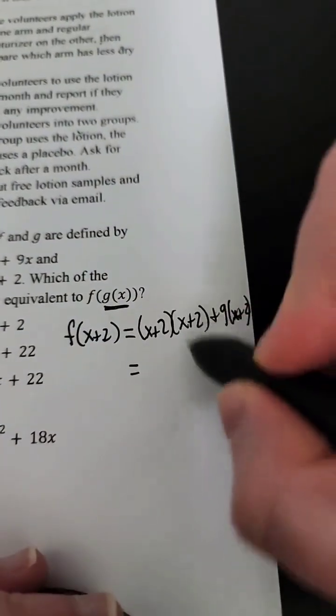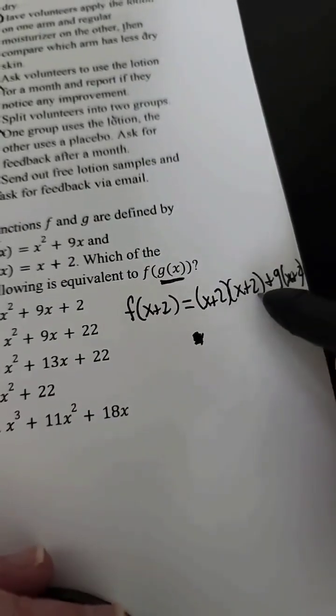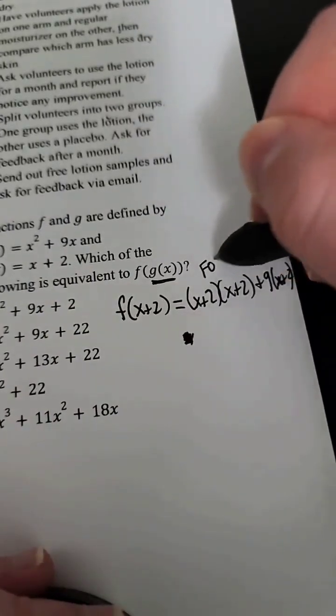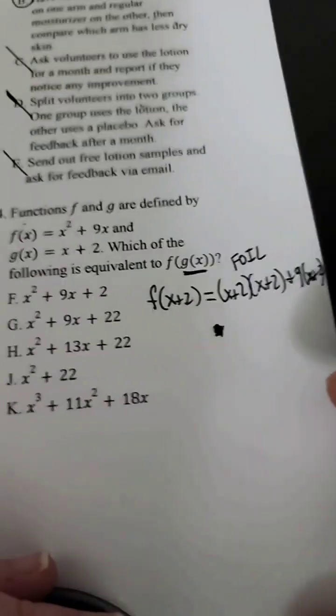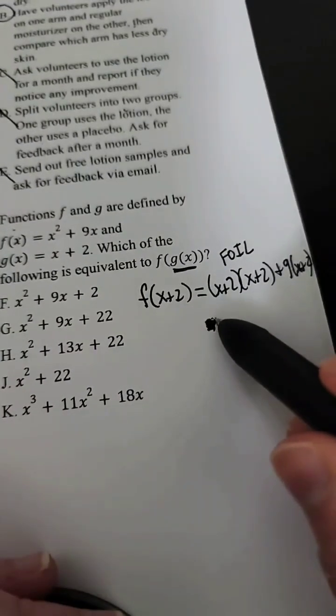So now I have to do, okay, what is, I'm going to actually write it closer over here so I don't run out of room. What is x plus 2 times x plus 2? This is 2 terms plus or minus in parentheses times 2 terms plus or minus in parentheses. So we have to FOIL, which is an acronym that stands for what you need to be multiplying.